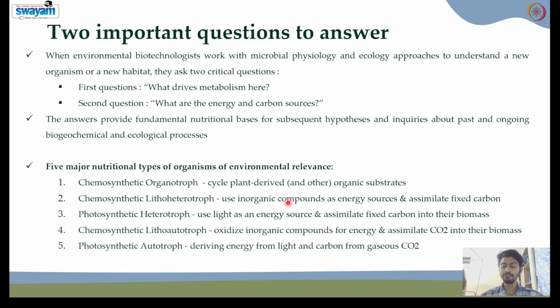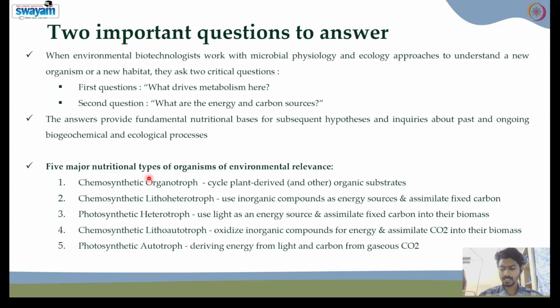This is how different microorganisms are classified based on their carbon, energy, and electron source. The third one is photosynthetic heterotrophs. The term itself clearly defines that it uses light as an energy source and organic compound as the carbon source. Whereas chemisynthetic lithoautotrophs use inorganic compound as the energy source and also as the electron source, and if you see the carbon source, they use carbon dioxide.